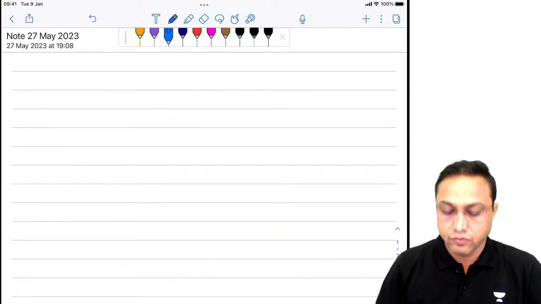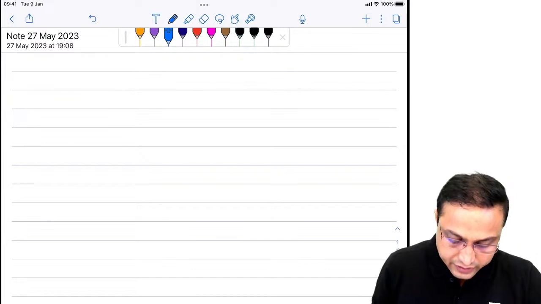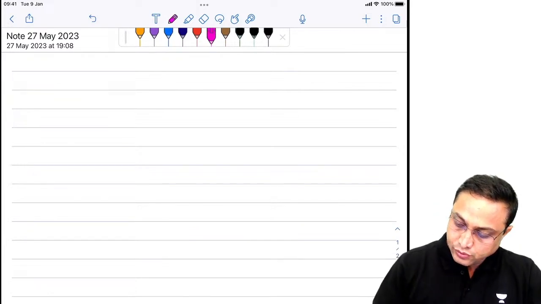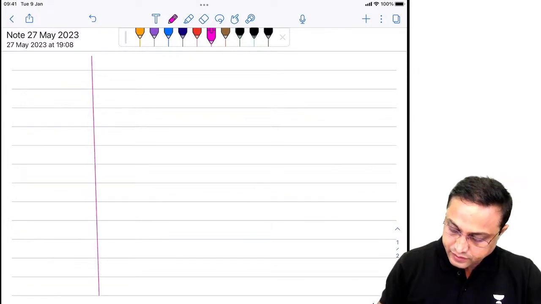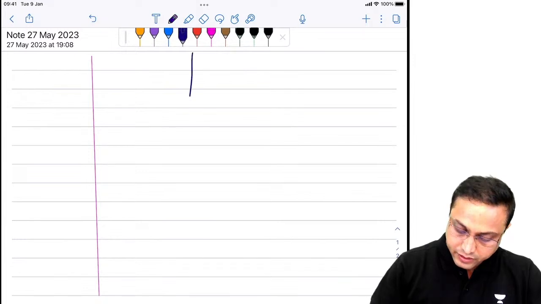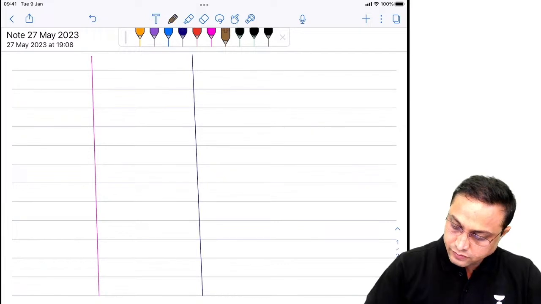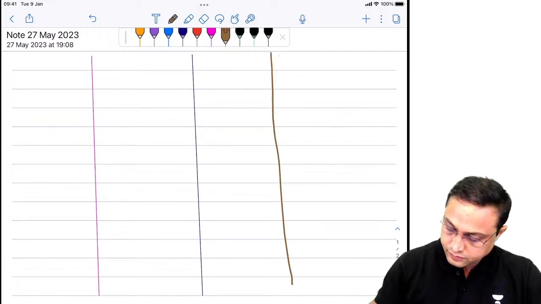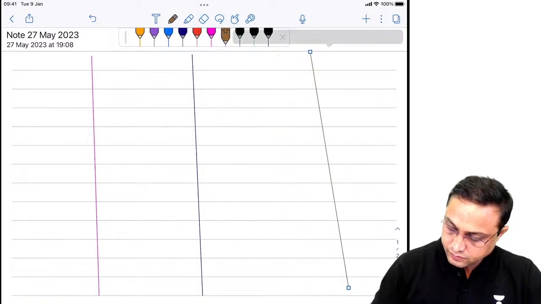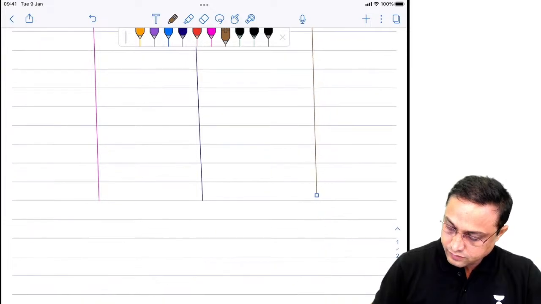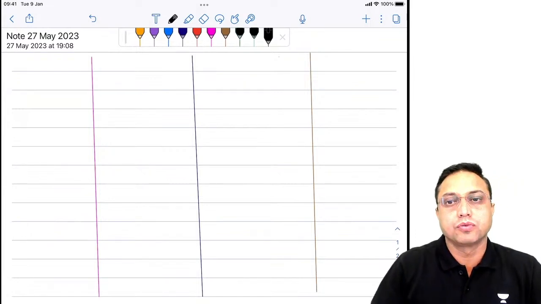So let's quickly see what we have in ASD. Let's discuss some of the congenital heart diseases, guys. Let's make a table: anatomical defect. So let's quickly revise, guys. I am going to write down some of the characteristic features.